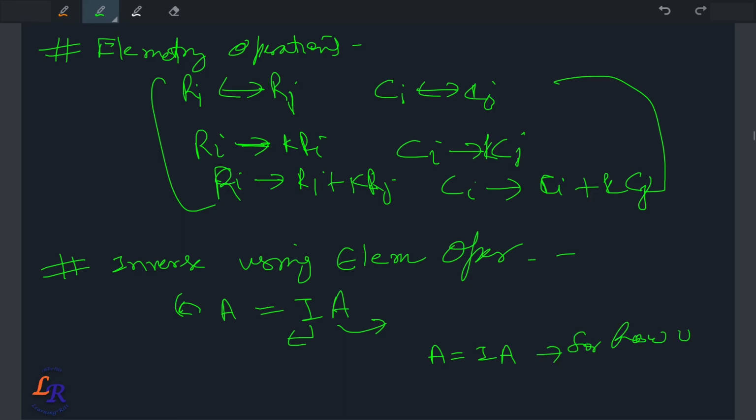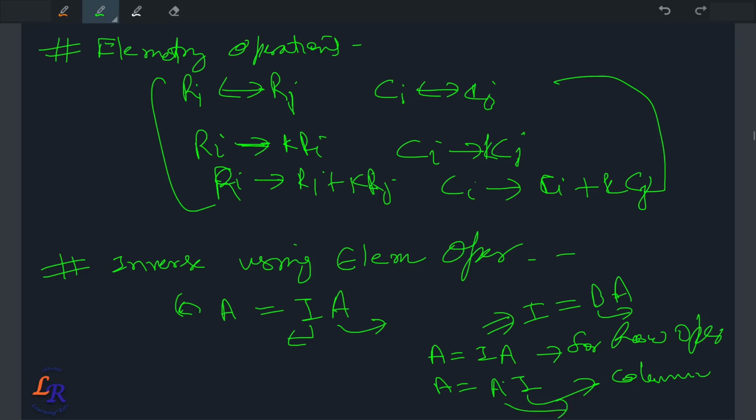If you want to apply a column operation, then you write it like this and apply the column operation. And then, to find the inverse, you have to transform it such that you get something like I equals BA. So B will become the matrix which is the inverse of A. In this case, you should find I equals BA, so B will be the inverse of the matrix A. This is the procedure we had learned for finding a matrix inverse.